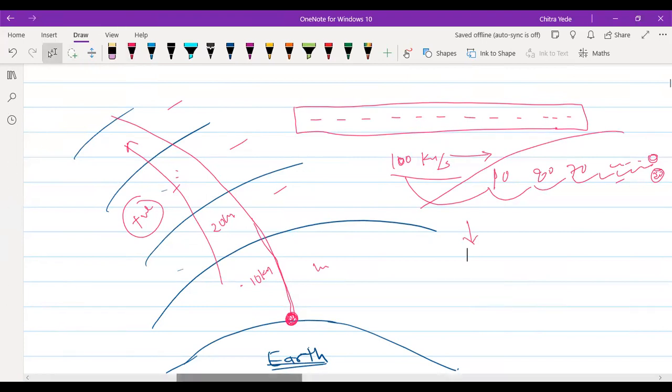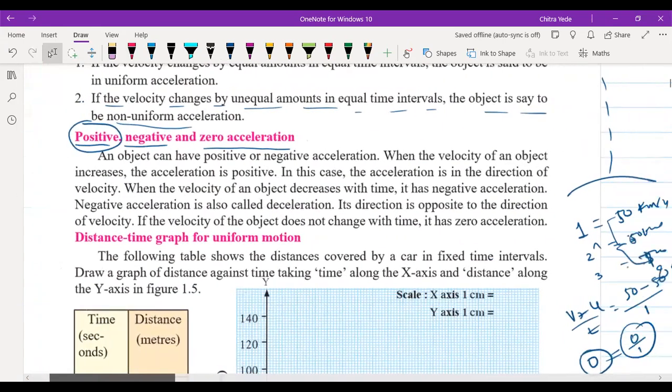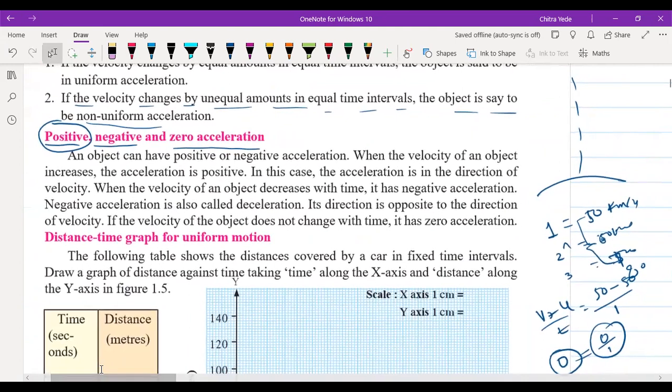Understood now? So when you are increasing your velocity, it is positive acceleration. When you are decreasing, when the velocity is going down, it is negative. But if it remains constant, then it is zero. You got the point now. Understood, everyone?